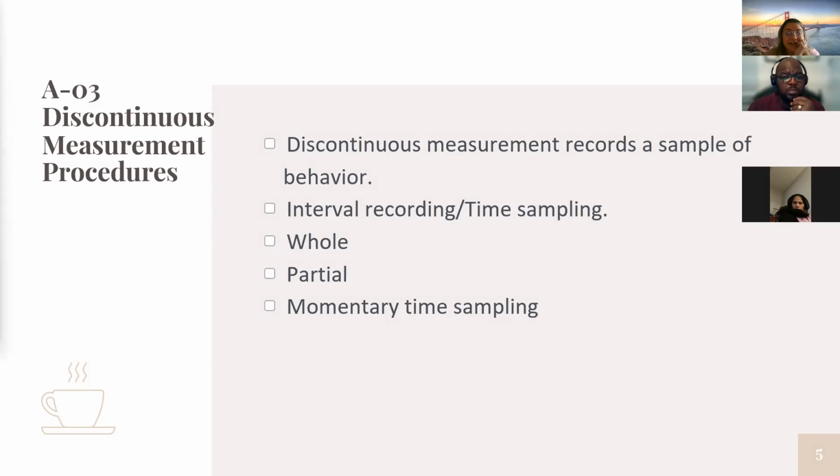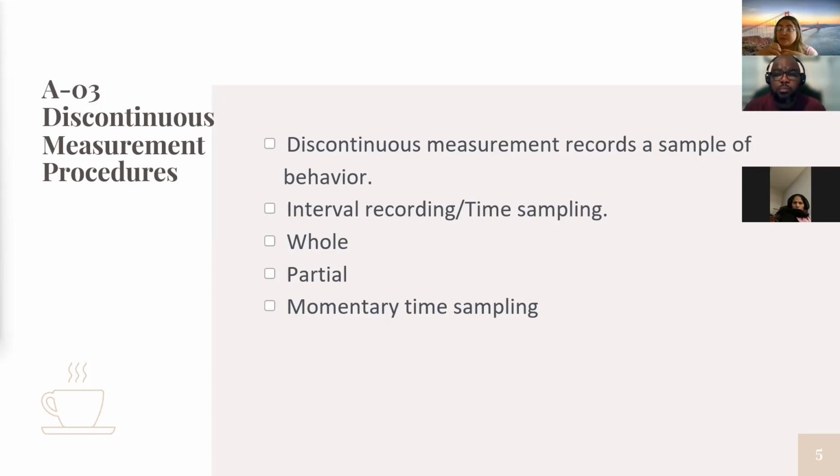So A3 is about knowing discontinuous measurement. So remember, I like to give you a rationale as to why we would take discontinuous measurement. Remember, continuous measurement is when we record every instance of the behavior. With discontinuous measurement, we're not going to get every instance of the behavior. And the reason we would do that is because the behavior might occur way too often. The example I always give is hand flapping. So the client is engaging in a ton of hand flapping.